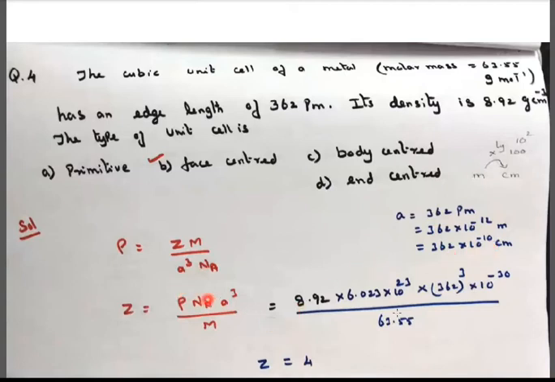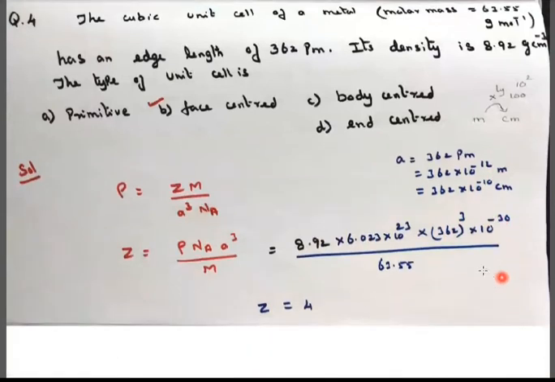Substituting the values of density 8.92 into Avogadro number into a cubed value, 362 the whole cube into 10 to the power of minus 10 the whole cube, is nothing but 30. Molar mass is 63.5. By solving this, we are getting the Z value is equal to 4. If the Z value is 4, it is called FCC, face-centered cubic.